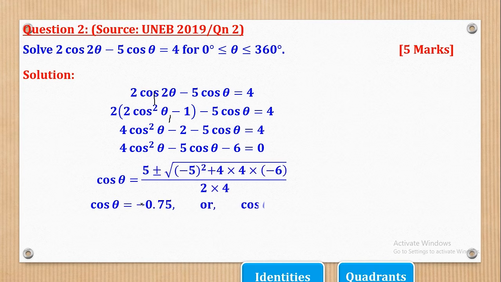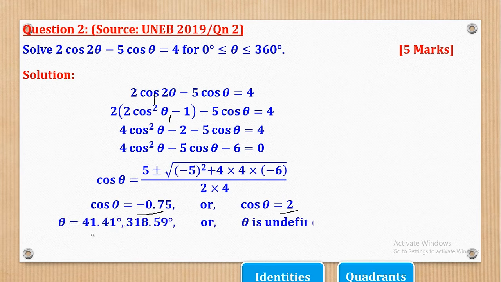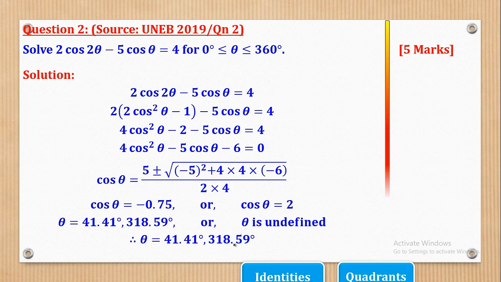Therefore cos theta will be negative 0.75 or 2. So for this one, these are the values, 41.41 and 318.59. Then for this one it is undefined. I think we have already talked about that. It is beyond the maximum value of cos theta. Therefore the values of theta are these ones. So basically that's what they wanted.